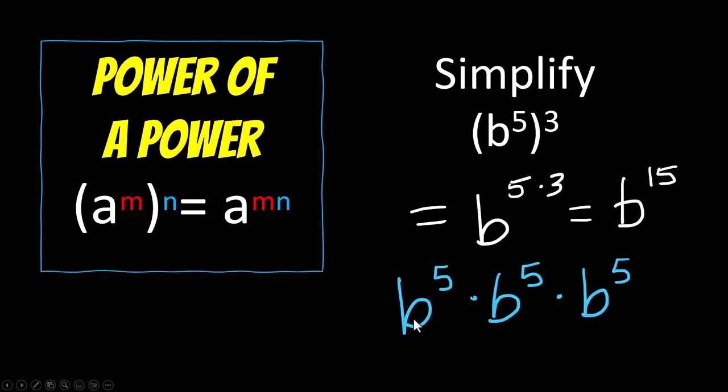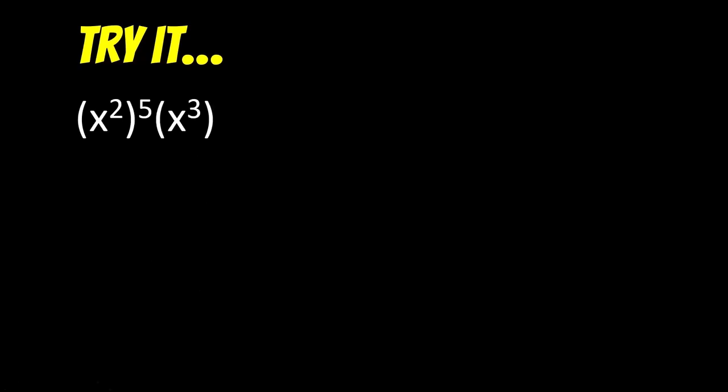And if you expand b to the fifth out, you can see how that's going to work. b to the fifth times b to the fifth times b to the fifth, because you're multiplying it times itself 3 times. 5 plus 5 plus 5 is 15. Okay, try this one.